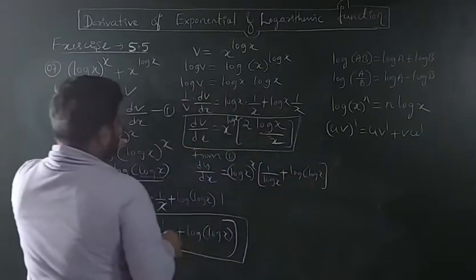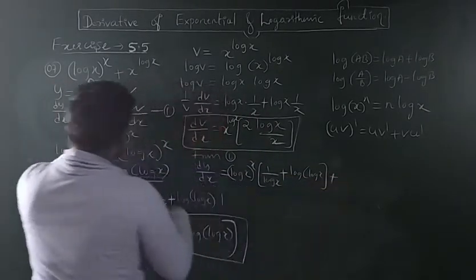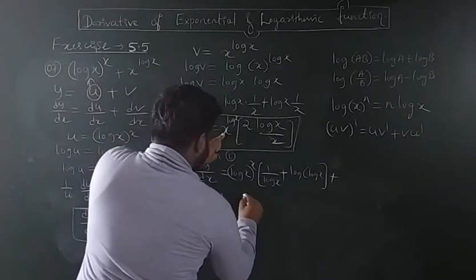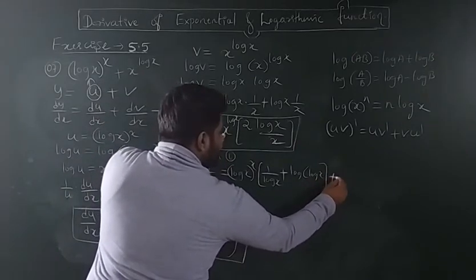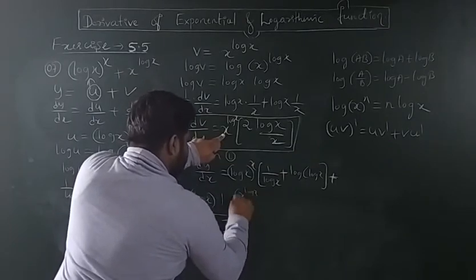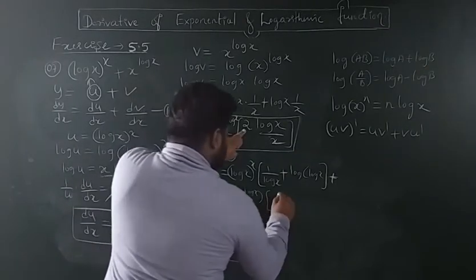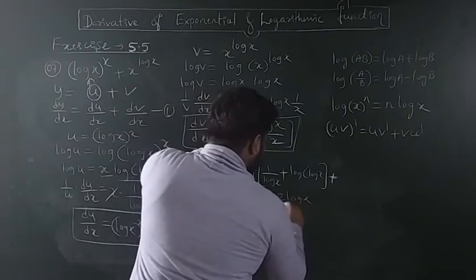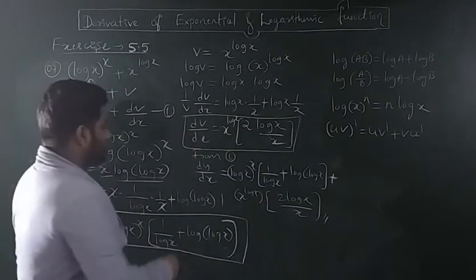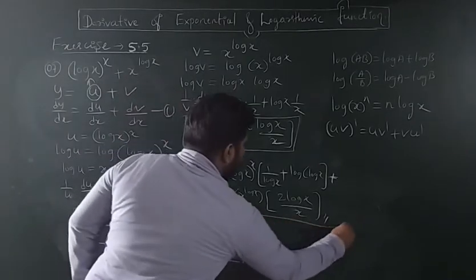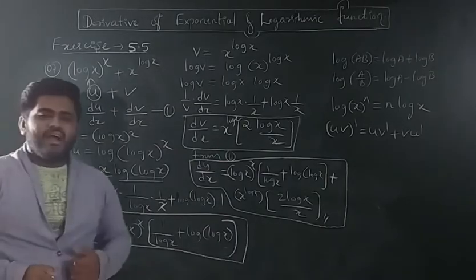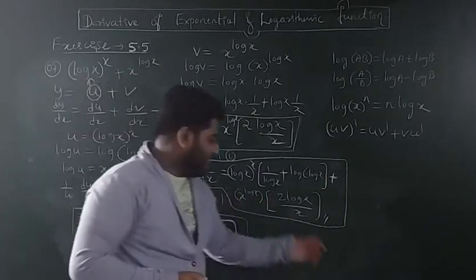Yes, plus sign is there, write a plus sign. Next, dv by dx we have. So put that value here: x raised to log x into bracket 2 log x divided by x we are getting. So this is the final answer for this question. I hope you understood. This one is the 7th problem.